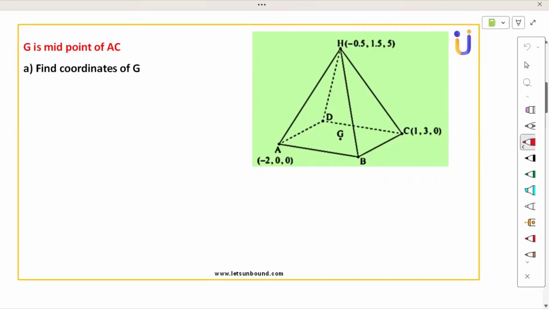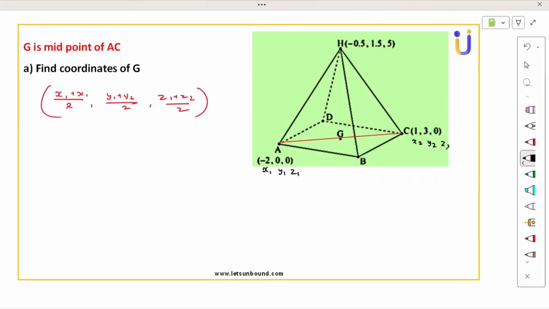The first part: the center of the base G is the midpoint of AC and we have to find the coordinates of G. Since G is the midpoint of AC, right? You know A and C coordinates, so how will you find the coordinates of G? Just find the midpoint. Midpoint formula. The midpoint formula will go like this: (x1 plus x2) over 2 for the x part, (y1 plus y2) over 2, and (z1 plus z2) over 2 for the 3D geometry version. So this is your x1, y1, z1, x2, y2, z2, and basically you're adding and dividing by 2. So it will go like this.